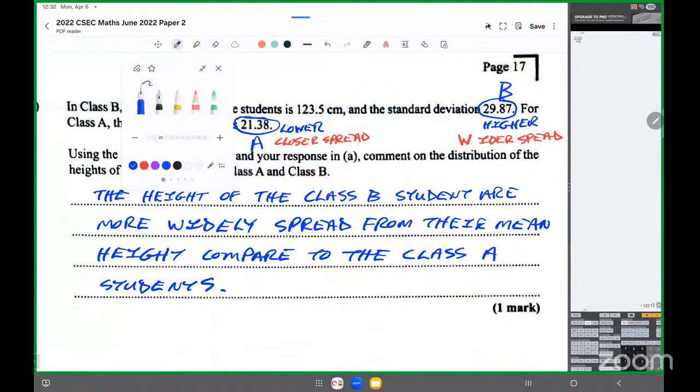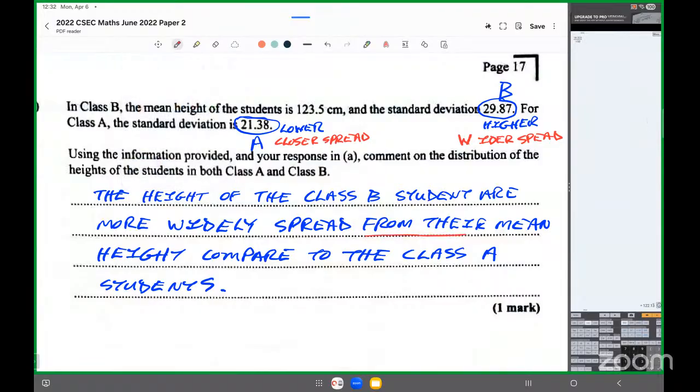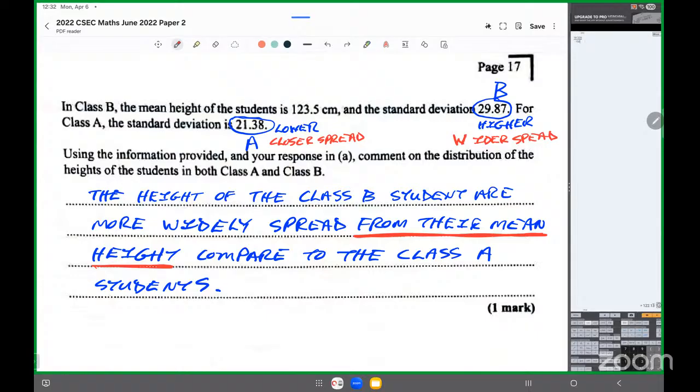So this is what you must say in it. You have to say from the mean height. You have to say from their mean height. It's a comparison of the spread from the mean. So you have to put this in there, from the mean height. It's a spread from the mean.